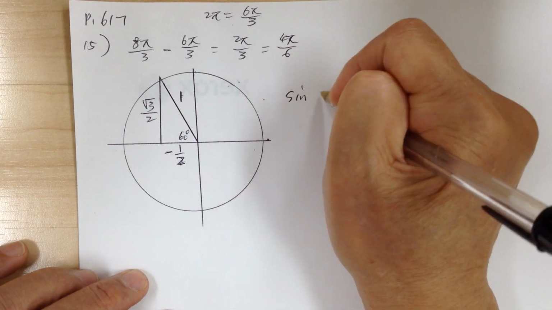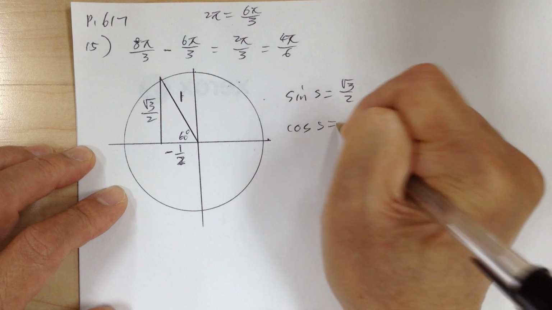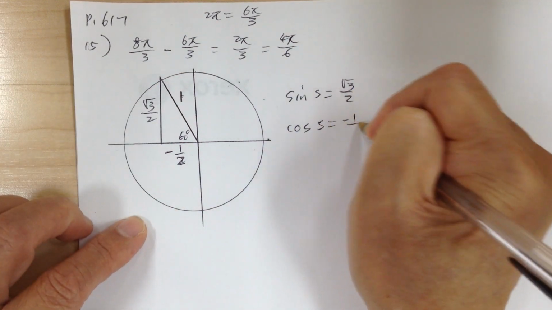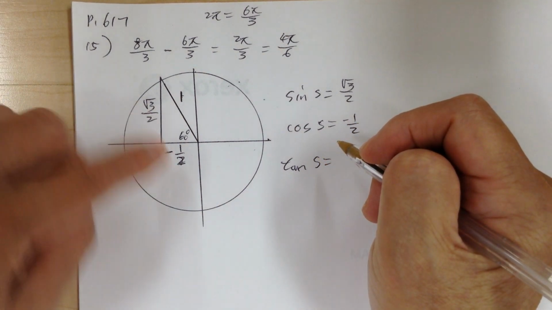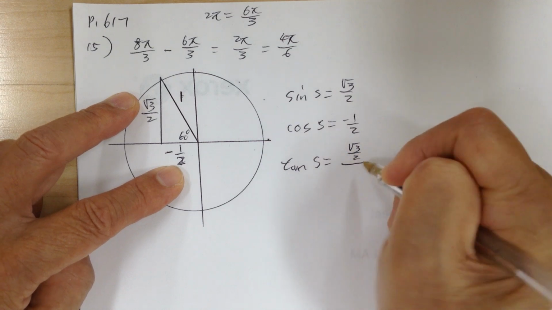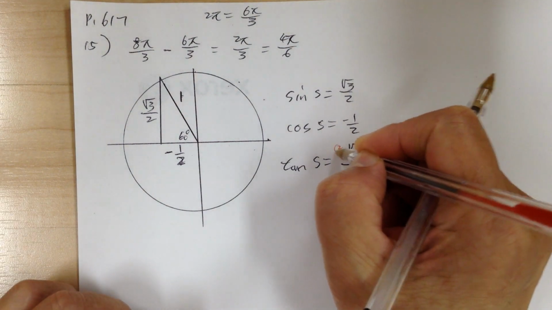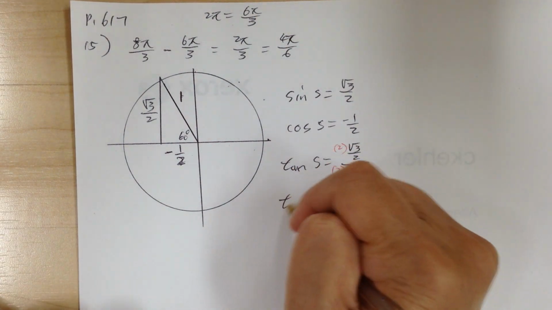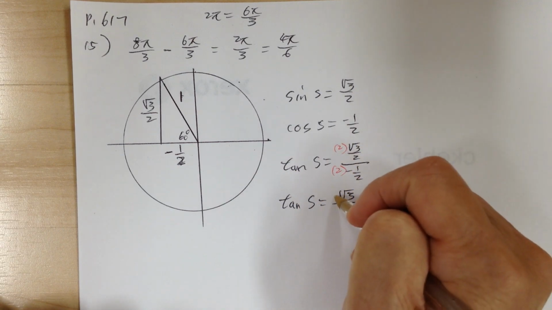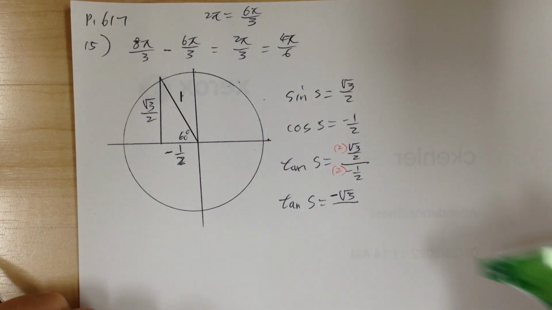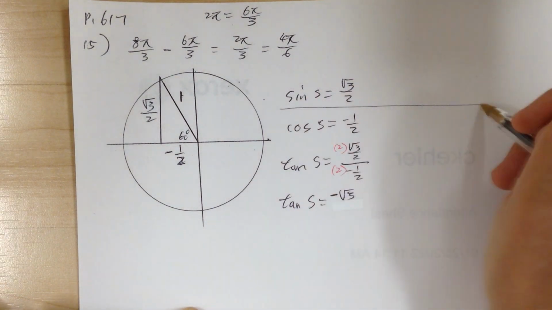Okay, let's get our functions. Sine of s would be this over that. Cosine would be this over that. And tangent would be this over this, so equal to square root of 3 over 2 over negative 1/2. Then multiply by the common denominator. So tangent s, this cancels, so it would be square root of 3 over negative 1, so it would be just negative square root of 3. Again, the 2 cancel also, put the negative on the top.